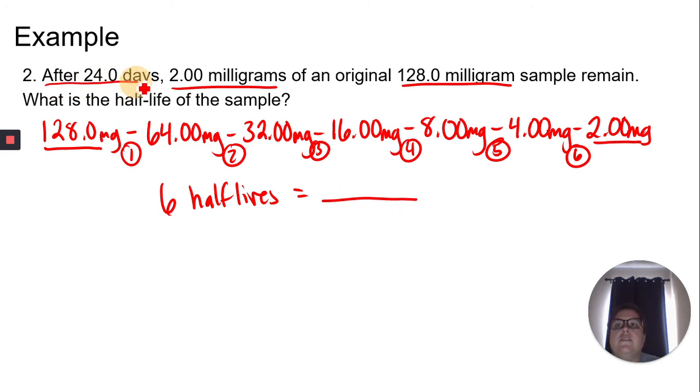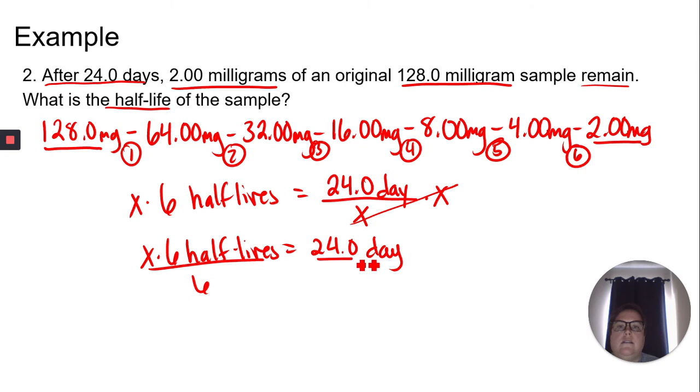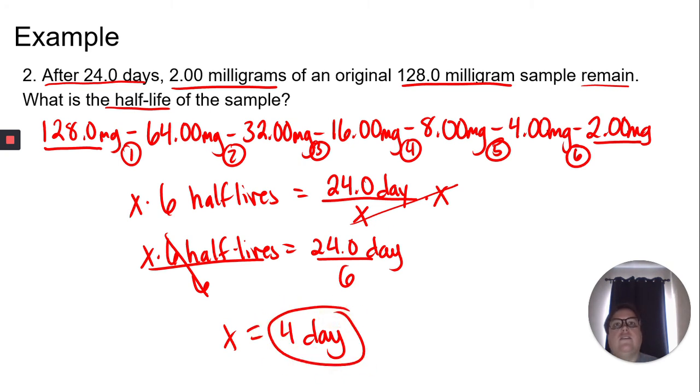So the question says, after 24 days, 2 milligrams of the original 120 remained. So 24 then is our total amount of time. So we put the total time on the top, and then the question is asking us for the half-life, so we're solving for the bottom. So the first thing we do is multiply both sides by x. And then we divide both sides by 6. So x is going to be 4 days. So each half-life took 4 days.